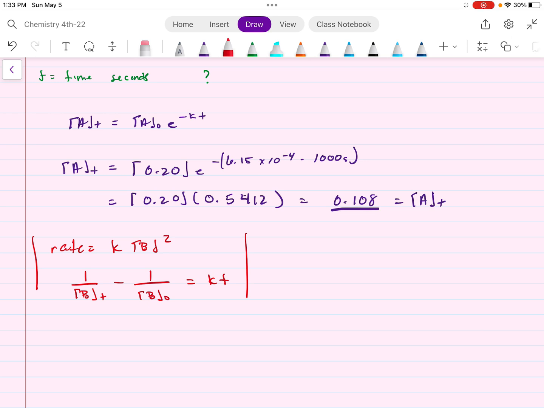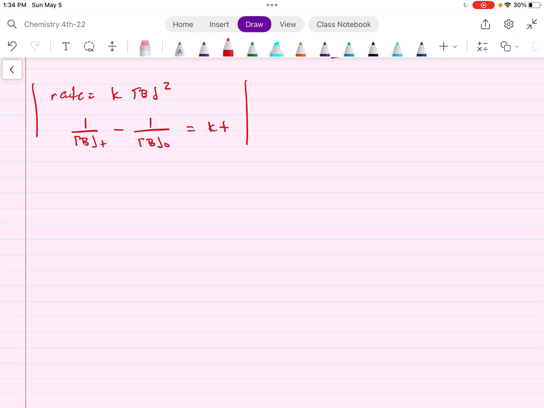Okay, so the last thing we're going to talk about in the video here is going to be half-lives. If you guys want me to do a problem using a second order reaction equation, just shoot me a message and I'll make one for you.